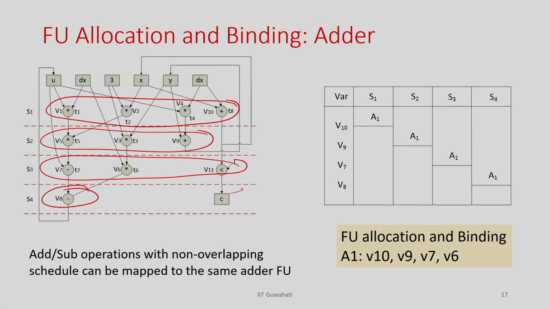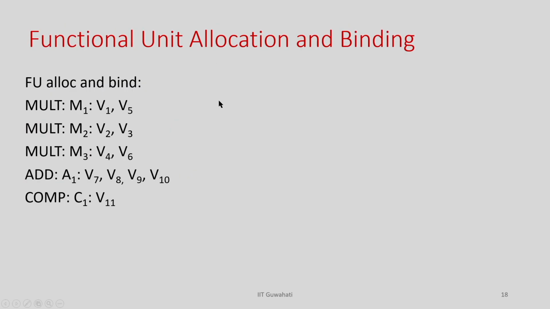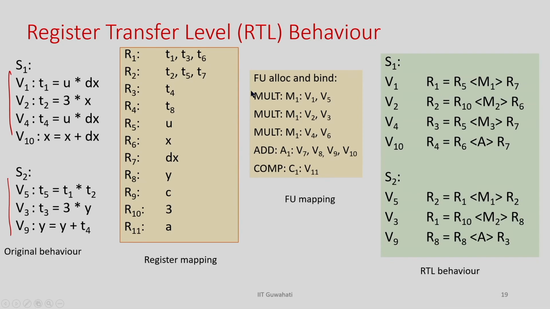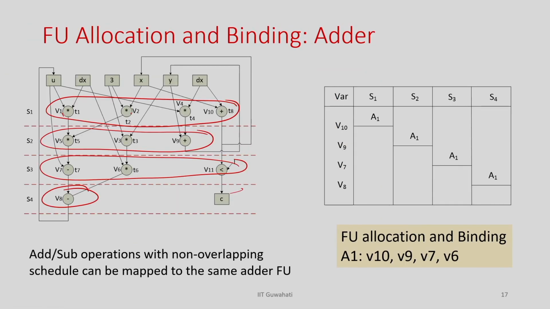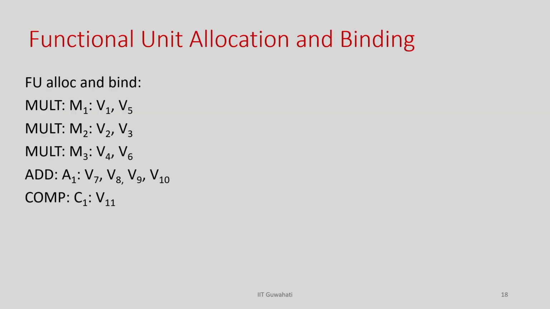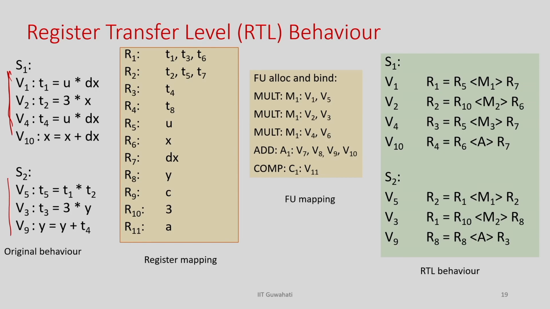So, I just write V1, V2, V4 and V10 into here, right. And V5, V3 and V9 are happening in timestamp 3. So, I just wrote it for 2 clocks. Similarly, for S3 and S4 the operations are there, and I know these variables are mapped to these registers and so on. So, this is my register mapping information, and this is my FU mapping information.